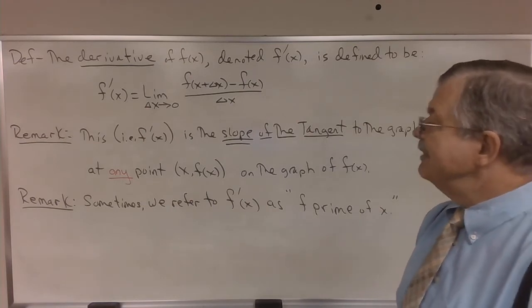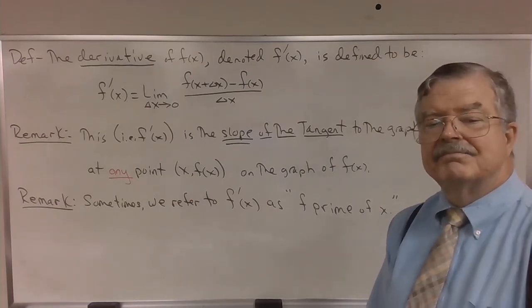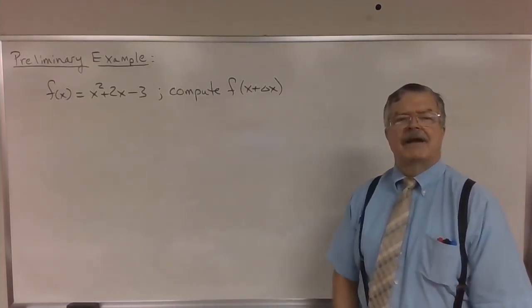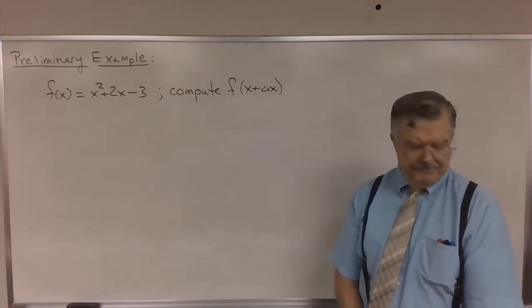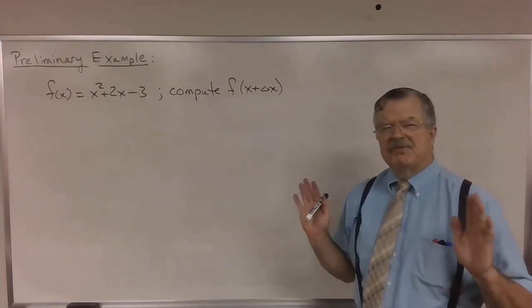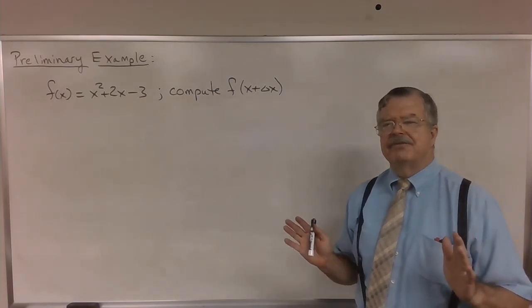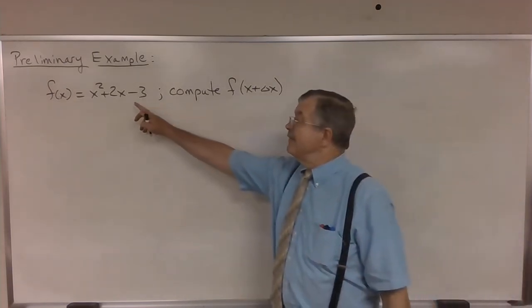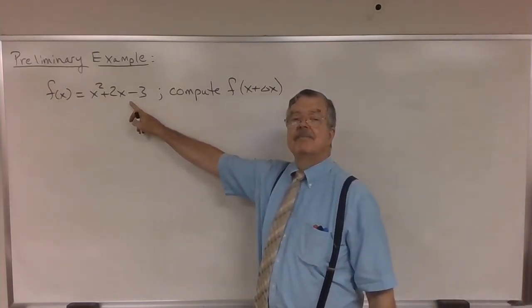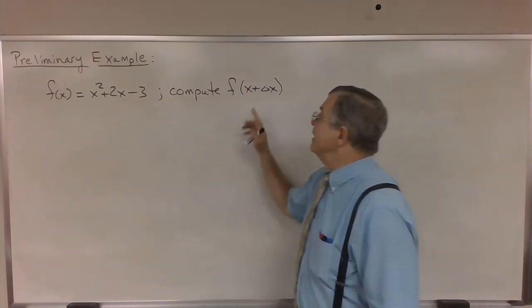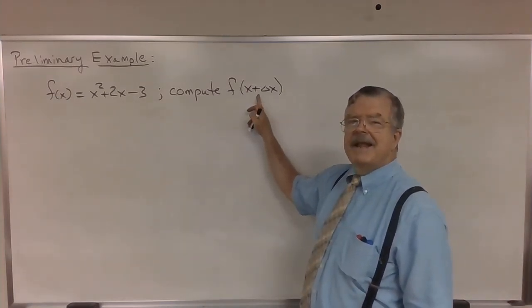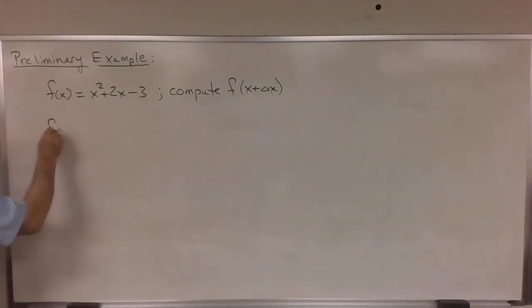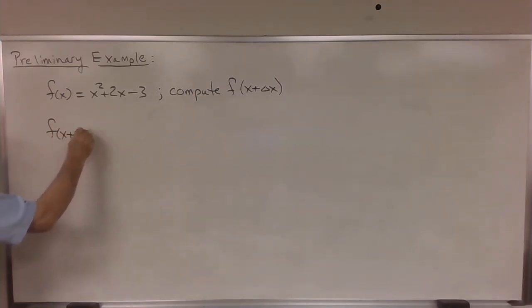Now, maybe an example or two or three. This is an example that we should do before we actually go to computing a derivative. Just to make sure that when we compute derivatives, there are no other distractions. Given the function f of x equals x squared plus 2x minus 3, compute f evaluated at x plus delta x.